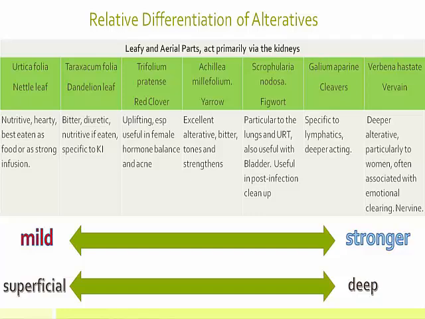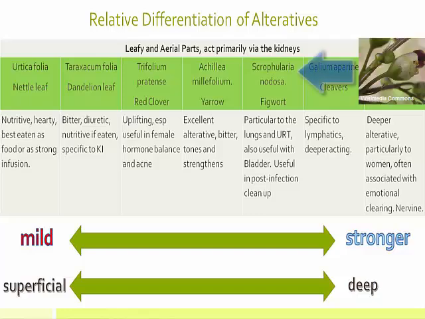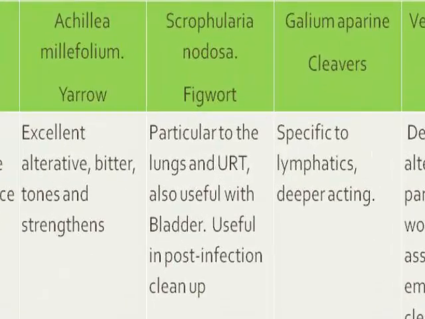Another one that's up here that isn't so popular, certainly anymore, is Scrophularia. This is our figwort. This one's a pretty good alterative. We don't really even use the word alterative for the lungs too often, but this one came to us from a lot of use in treating tuberculosis. That's where it gets its name. And this one is nice for the skin, it's nice for the lungs, and it's nice for the bladder.